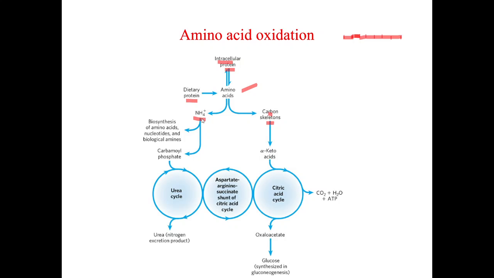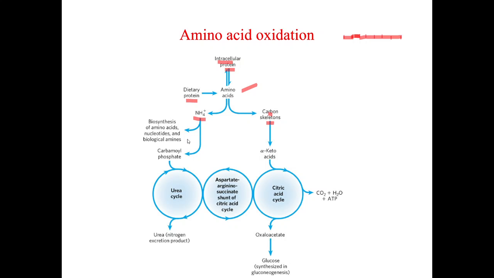What can this amino group be used for? It can be used for biosynthesis of amino acids, nucleotides, and biological amines. The amino group can be used again for the synthesis of different amino acids. Next, nucleotides: under nucleotides there are the purines and pyrimidines, adenine, guanine, thymine, cytosine, uracil. If you see the structure of these nucleotides, there is a nitrogen atom involved in the backbone or in the side chain. So these nucleotides can use this amino group for their biosynthesis reactions.